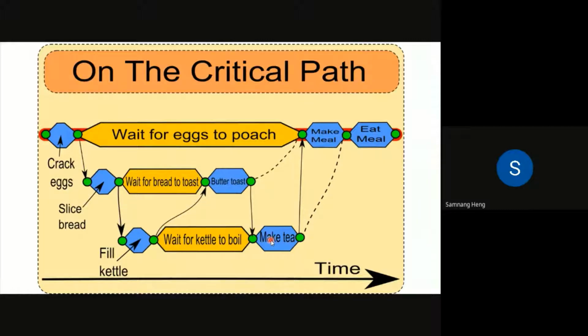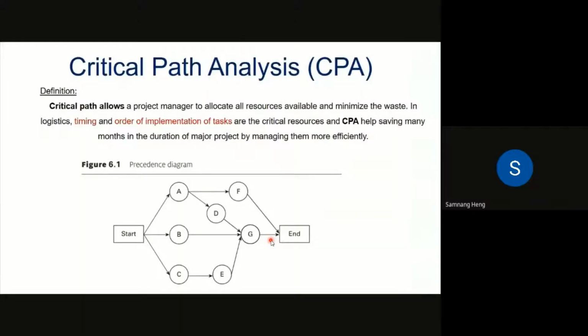Okay, you understand? I'll keep going forward. So, critical path in logistics. The definition is the same. Logistics just borrowed that concept and uses it in their field. Critical path allows a project manager to allocate all available resources and minimize the waste.